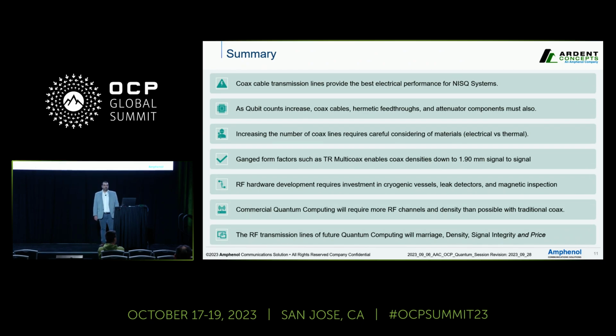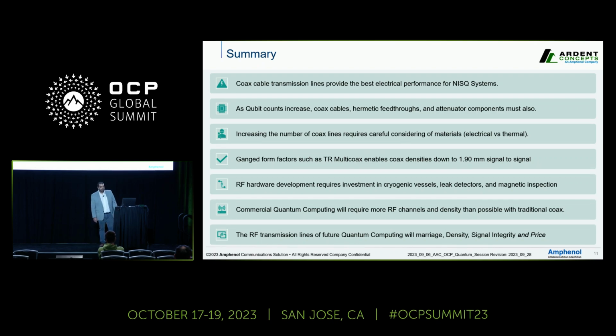Today we've delved into a crucial aspect of quantum computing, the microwave RF transmission lines. We've explored how coax cables excel in providing the best electrical performance for noisy, intermediate-scale quantum systems. But as qubit counts increase, we face unique challenges. First, scaling up qubit counts means scaling up the density of supporting components, including coax cables, hermetic feed-throughs, and attenuators. The number of coax lines must grow, but this necessitates careful consideration of materials, weighing the electrical against the thermal properties. The concept of ganged form factors, such as the TR multi-coax, allows us to achieve coax densities down to an impressive 1.9 millimeter signal-to-signal pitch.